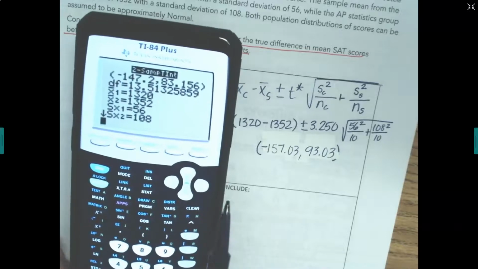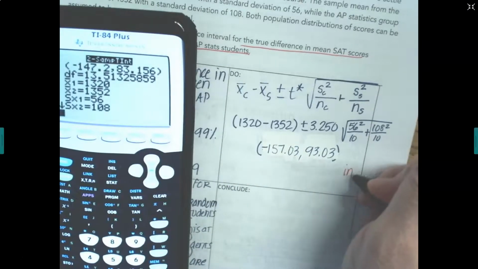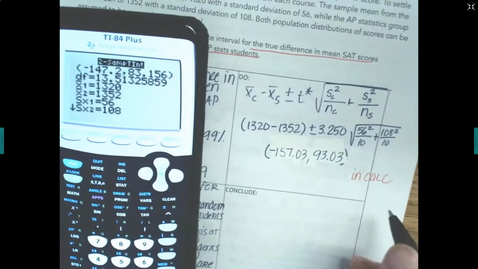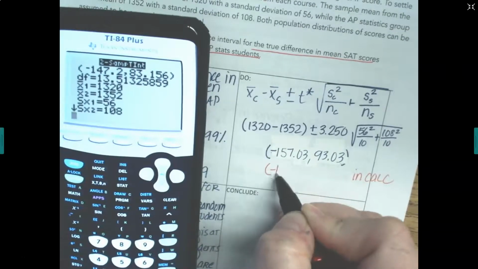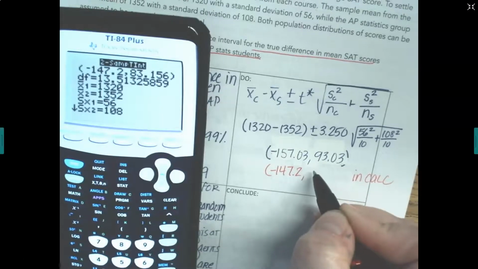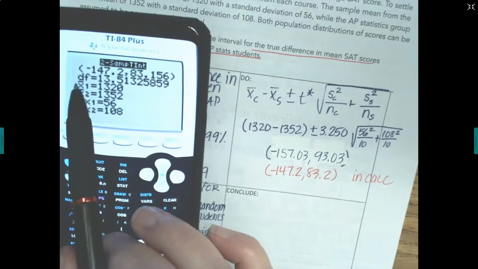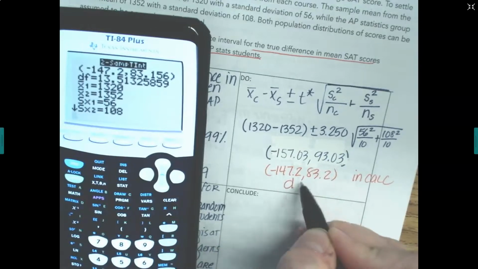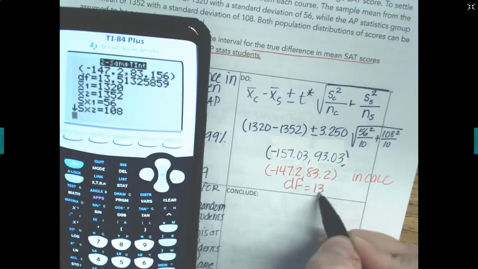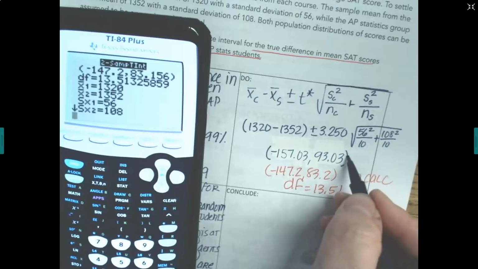And then we're going to calculate, and I want to show you what happens. It's got to think. Now, notice that these numbers are different. Here's why. So choose one or the other. Don't put both of them down. So in the calculator, it gave us negative 147.2 to 83.2. But what do you notice right below there? It says DF, that's your degree of freedom, of 13.51.